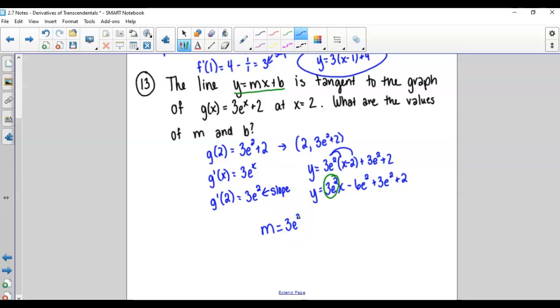So that's 3e squared. The b part is whatever's added right here. So the b would be negative 6e squared plus 3e squared plus 2. But I can combine that negative 6e squared and that 3e squared. So I would get negative 3e squared plus 2. It's also very likely that they would rather write it like this, 2 minus 3e squared, to avoid having that negative out front there. Okay. So even though these are sort of crazy numbers, they are our slope and our y-intercept for this equation.